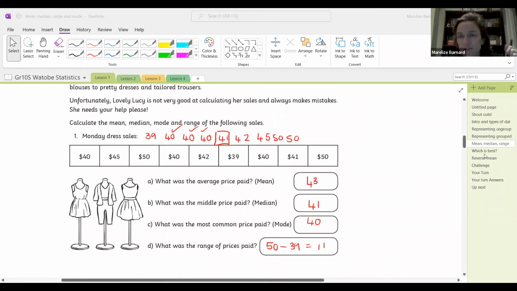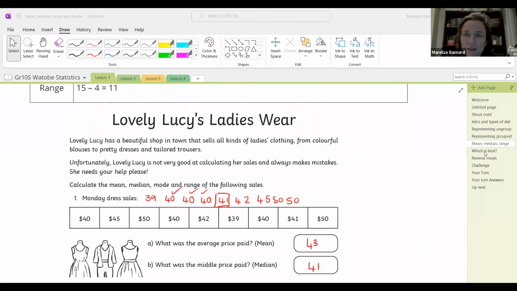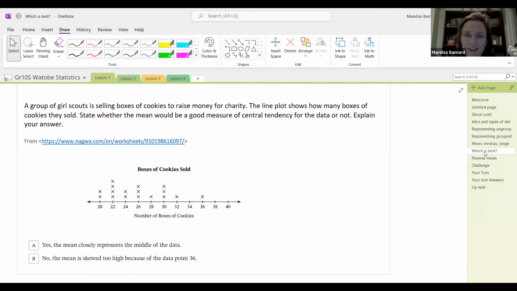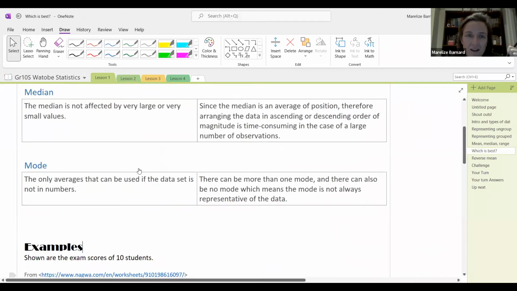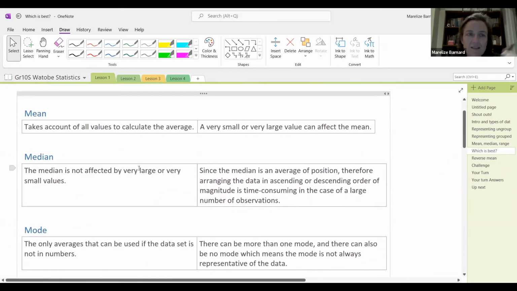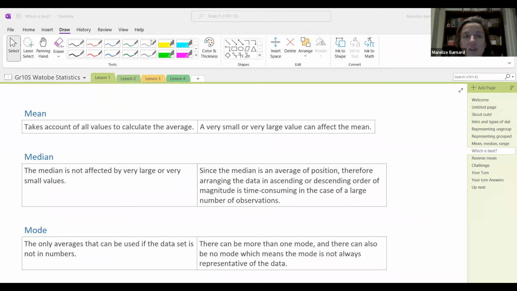So let's move on, because these three values tell us different things about the data, and sometimes we need to be careful how we interpret it. You're welcome also to take a screenshot of this, because it tells you the different advantages and disadvantages of each of these measures.